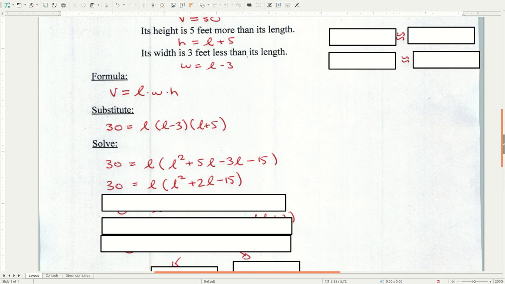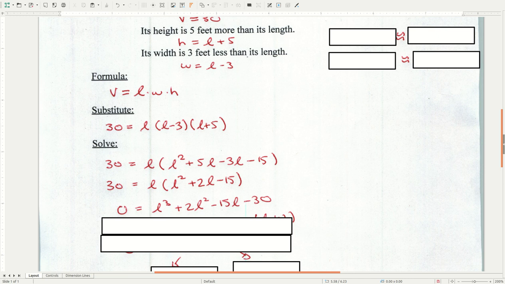So that L is going to get multiplied into the L squared, the 2L, and the negative 15. So when we subtract 30, we distribute. We've got the 0 and the zero factor property. Now we're changing gears from getting zeros to factoring. So we're looking at that right side. We see 4 terms. 4 is an even number of terms, so we're going to factor by grouping.